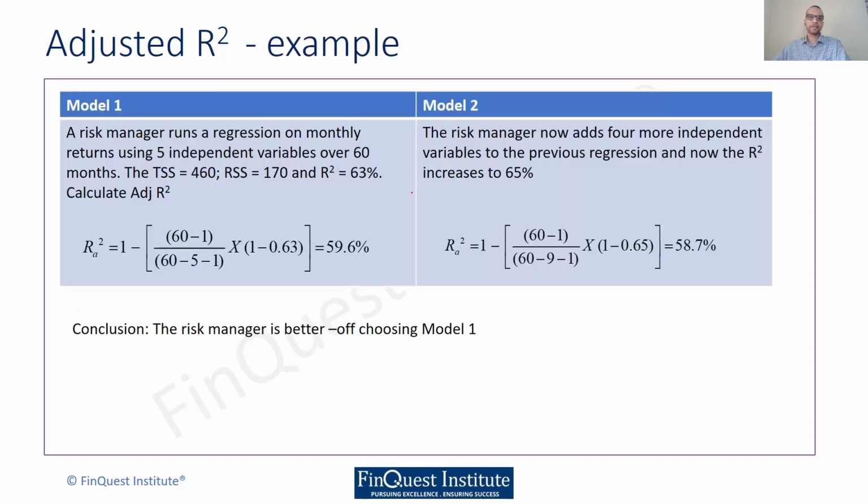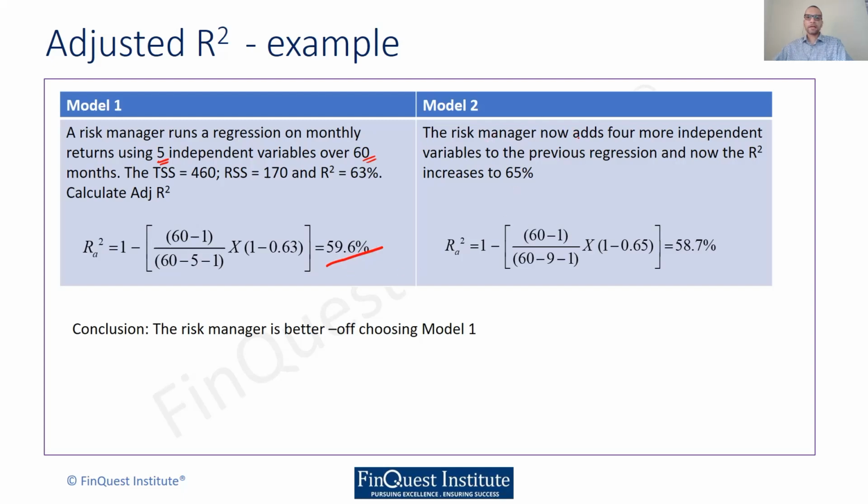So let's see that through a simple example. So imagine that there is a risk manager, and the risk manager is working on a couple of models. So let's say in the first model, the risk manager runs a regression on monthly returns, and they are using 5 independent variables. And this is over, let's say, 60 months of data. We are given the total sum of squares is 460, the residual sum of squares is 170, and R squared is 63%. Now, if we have to calculate the adjusted R squared, using the same formula, we get this as 59.6%.